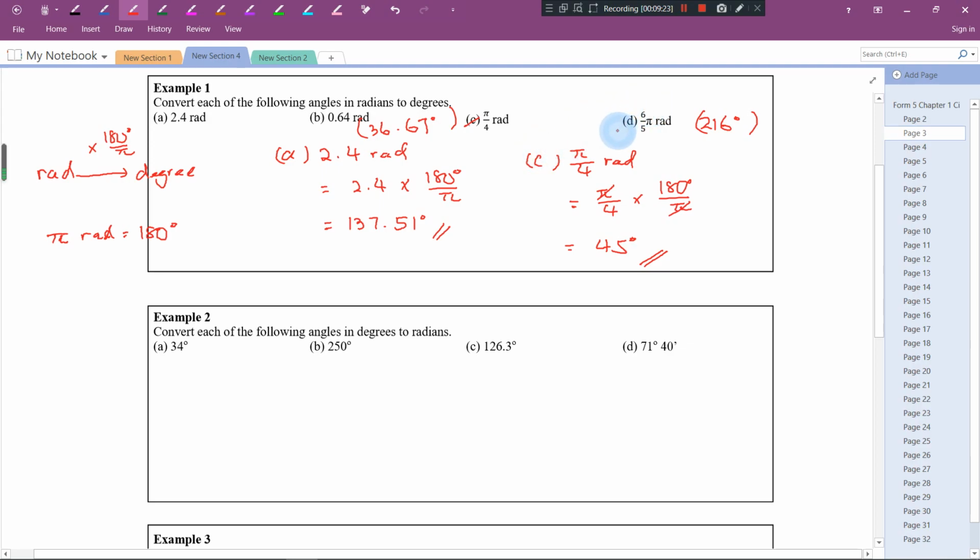Okay, now let's try another one. Now this time from degree to radian. Convert each of the following angle in degree to radian. In case you forgot how to do it, remember this. Pi radian is equal to 180 degree. So degree to radian, number becomes smaller, right? This is only 3.14 something. So you have to times the small number on the top because number becomes smaller. Pi over 180.